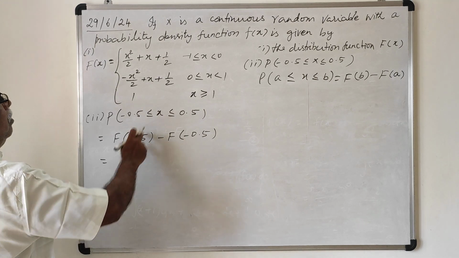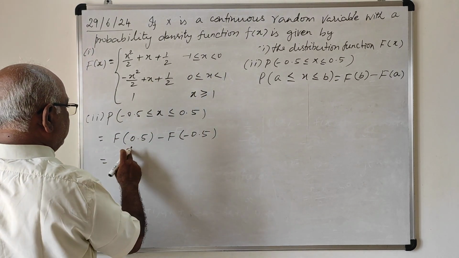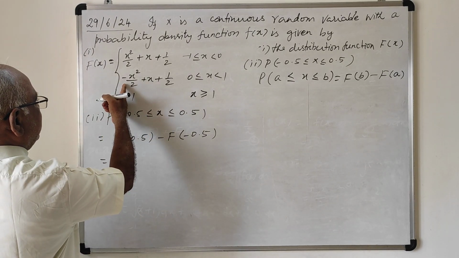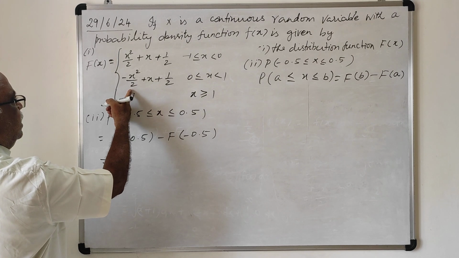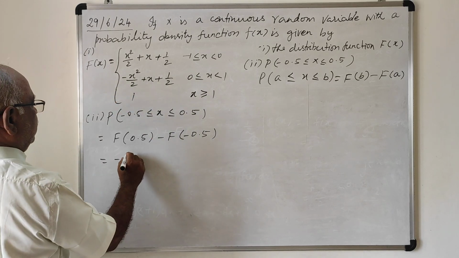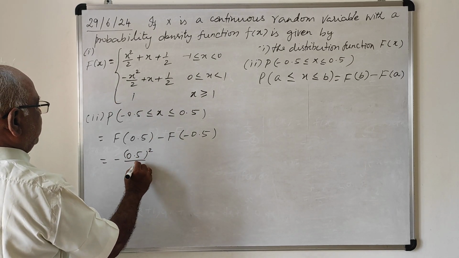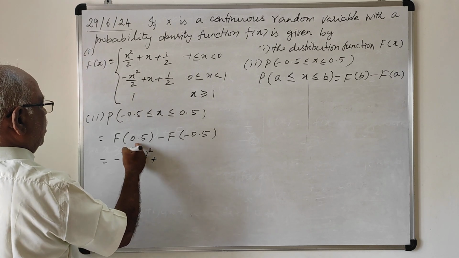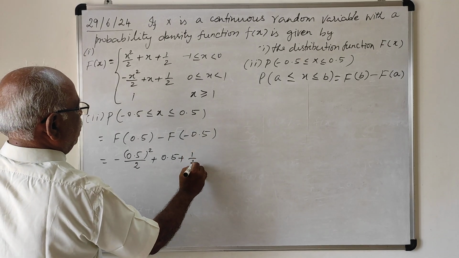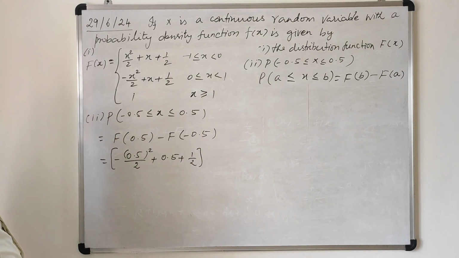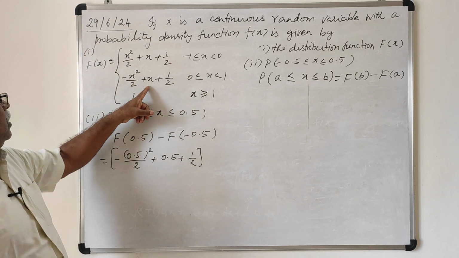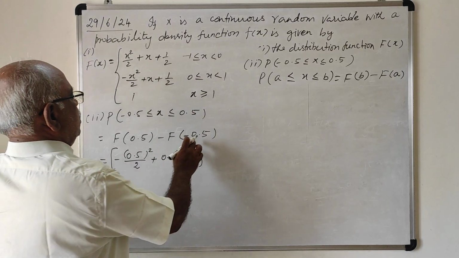F of b is F of 0.5. 0.5 lies in the interval 0 to 1. Therefore this value F of 0.5 is minus x squared by 2 plus x plus 1 by 2, with x equal to 0.5. So F of 0.5 is minus 0.5 square by 2 plus 0.5 plus 1 by 2. Minus 0.5 lies in the previous case.